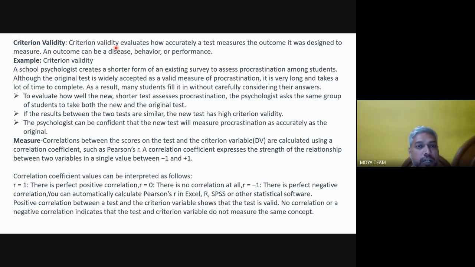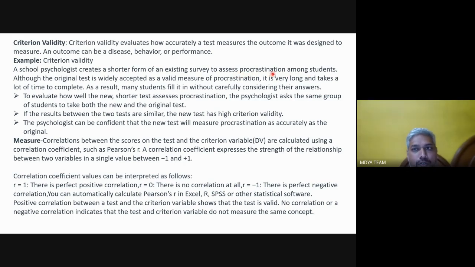It evaluates how accurately a test measures the outcome. Whatever outcome or result you receive when you conduct your test, it should be evaluated accurately. That is criterion validity. An outcome can be a disease, behavior, or a performance. Here is an example of criterion validity. A school psychologist creates a shorter form of an existing survey to assess procrastination among students.